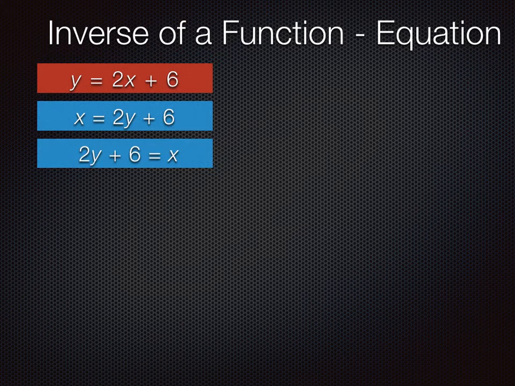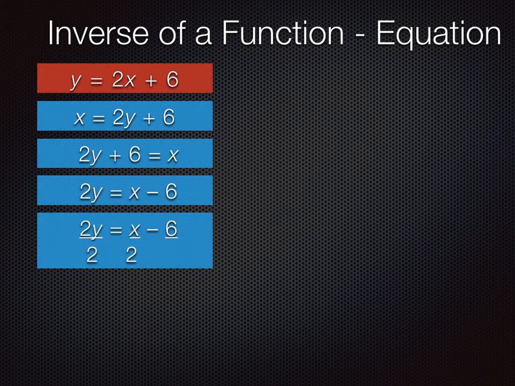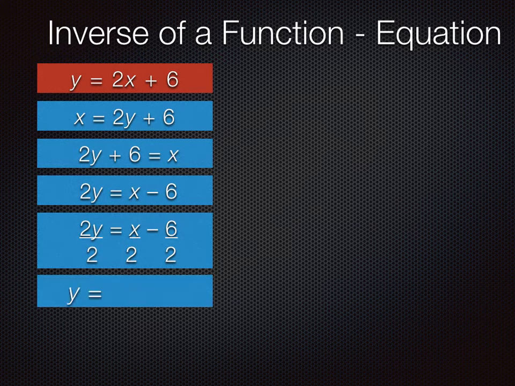We do want to get y by itself, so using inverse operations, we'll subtract 6 from both sides. Now to get y by itself, we want to divide everything by 2. And finally, we want to rewrite the equation so y is all by itself. And instead of x over 2, we'll say 1/2 x. So y equals 1/2 x minus 3 is the inverse of the original function, which was in red.